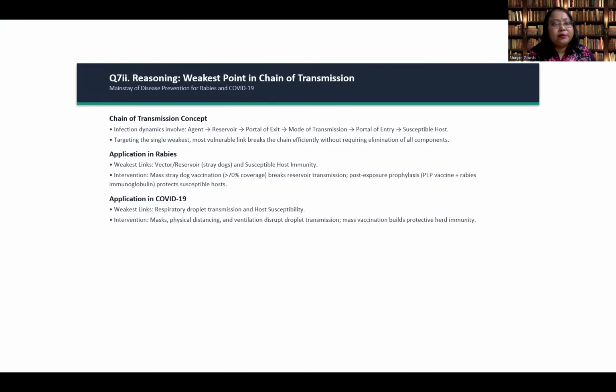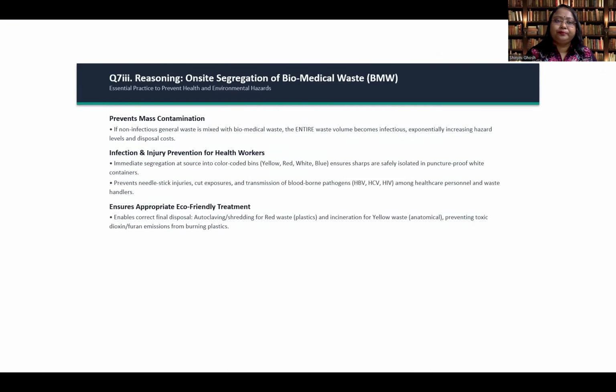Then how it is applied in rabies, that is weakest links: vector or reservoir, stray dogs, and susceptible host immunity. And it is a dead end infection, you have to tell that. It breaks the reservoir transmission; post-exposure prophylaxis, you have to say. And application in COVID-19: the respiratory droplet transmission and host susceptibility, and the interventions like masks, physical distancing, ventilation disrupt droplet transmission, and mass vaccination builds protective herd immunity.